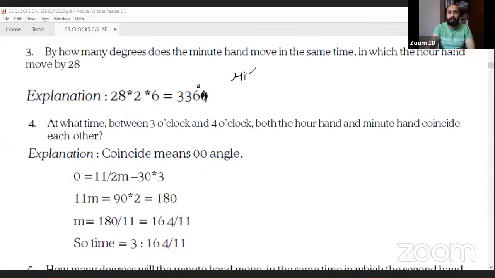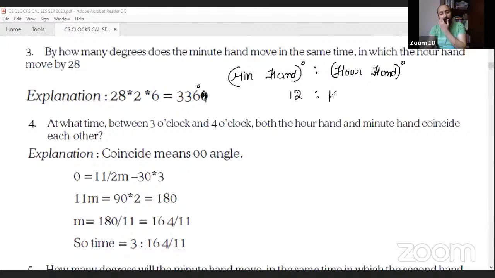The minute hand degree is to the hour hand degree is 12 is to 1. So with this you can solve any of these problems. This is the shortcut. The second shortcut we had learnt is 12 is to 1. Does everybody remember this shortcut?